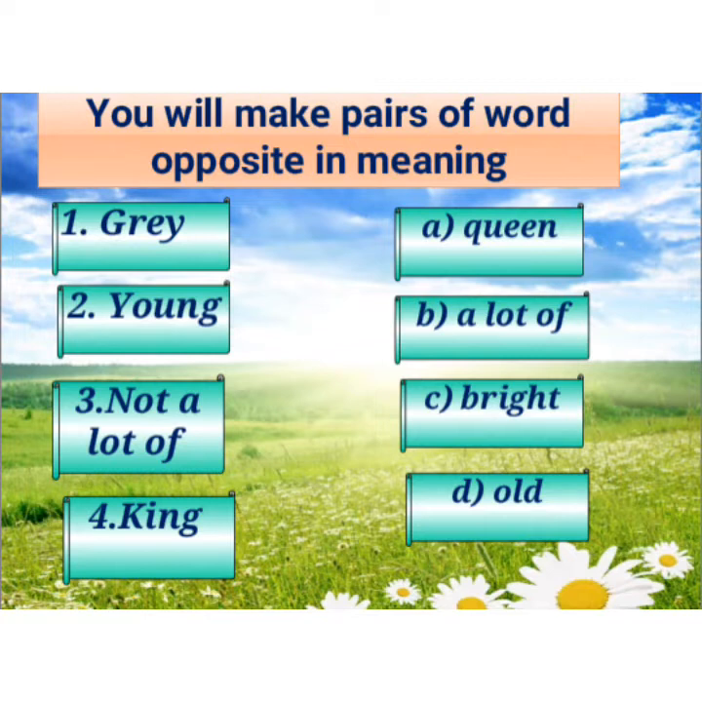In this one, we must make pairs of words opposite in meaning. Let's begin. The opposite of gray is bright. The opposite of young is old. And the opposite of not a lot of is a lot of. The opposite of king is surely queen.